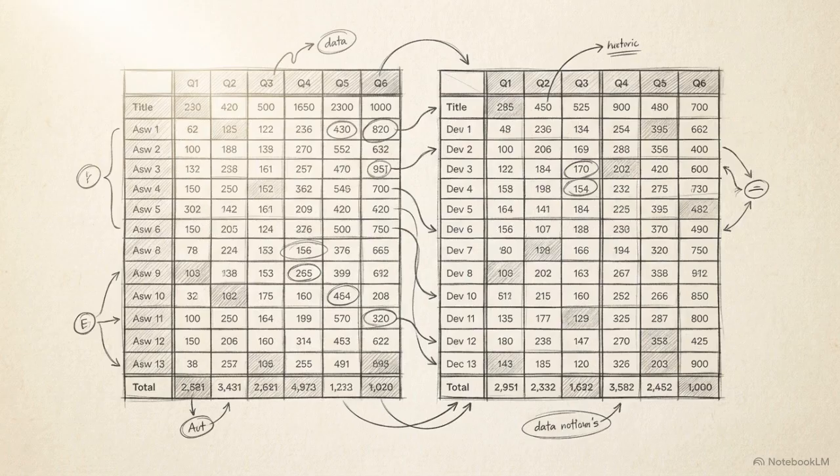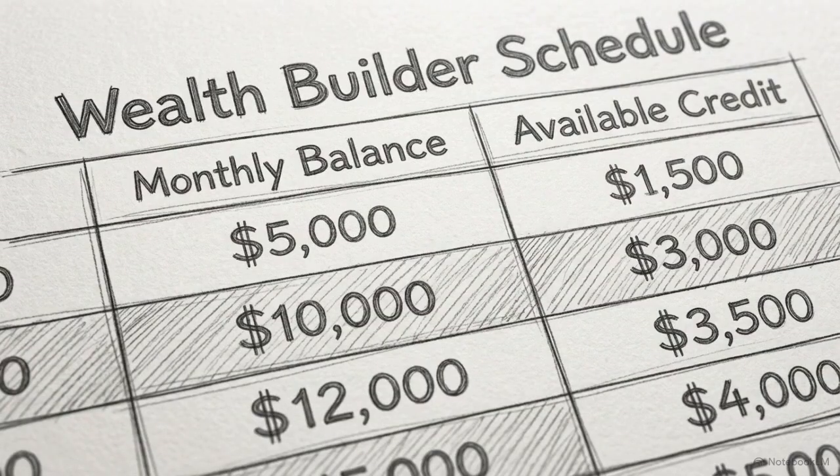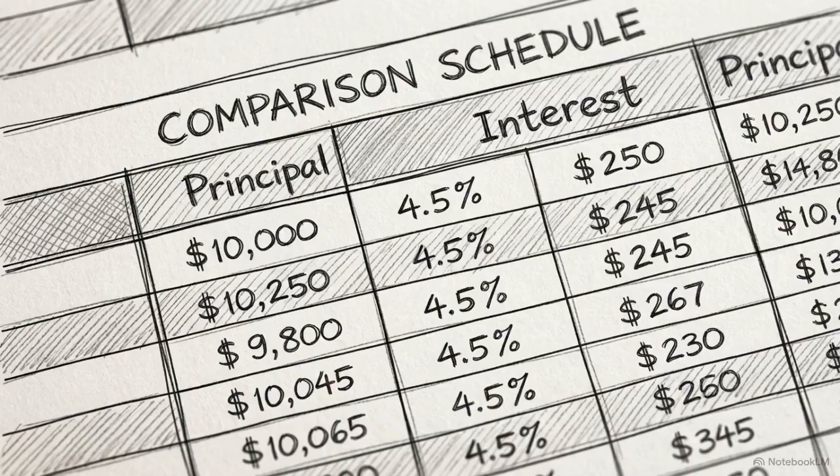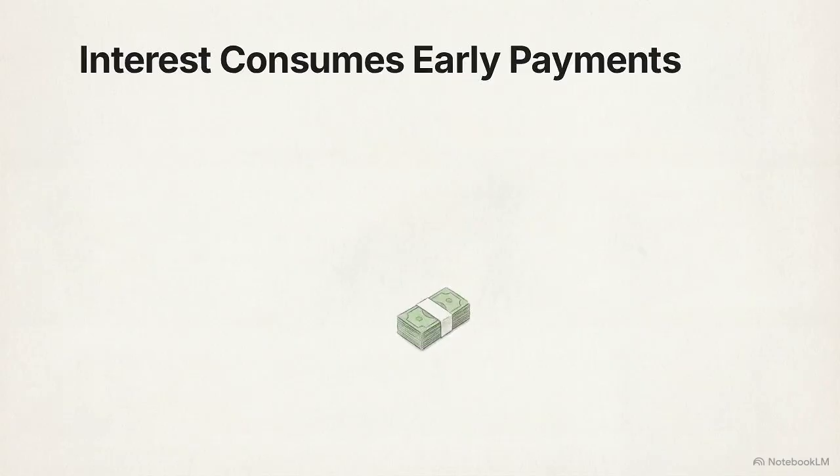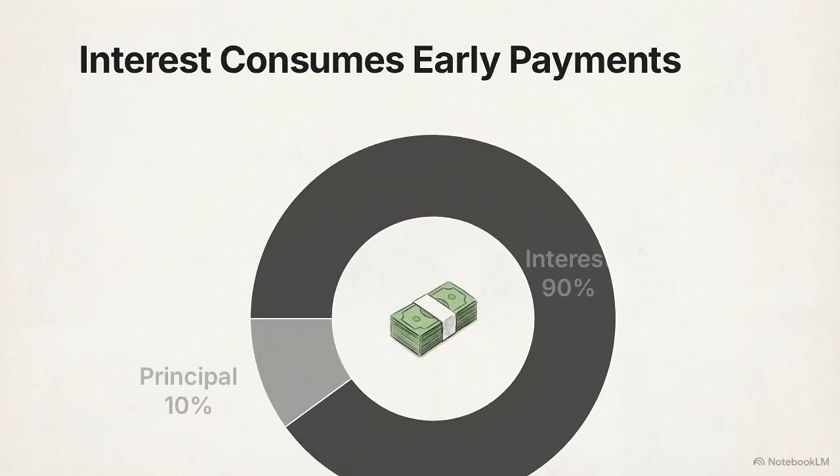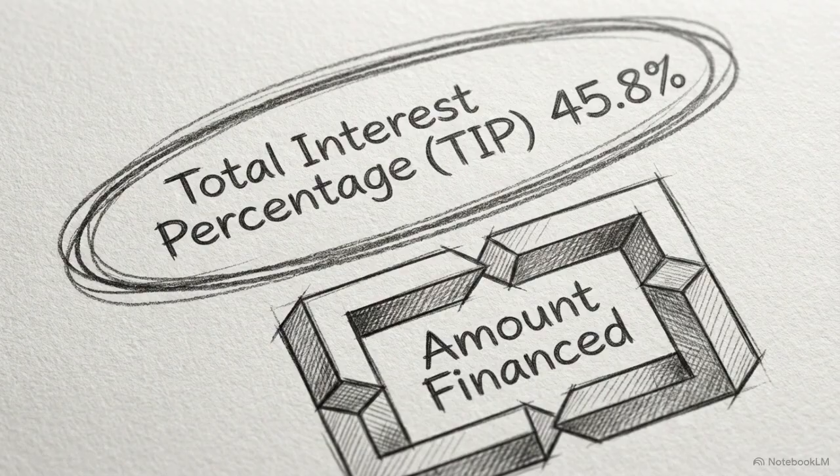Scroll down to explore the detailed month-by-month schedules. The Wealth Builder schedule displays the declining monthly balance alongside the remaining available credit, while the comparison schedule shows a standard amortization table. Comparing these percentages illustrates the impact of front-loaded interest. It demonstrates how a standard mortgage can cost a borrower more in interest than the value of the home itself.